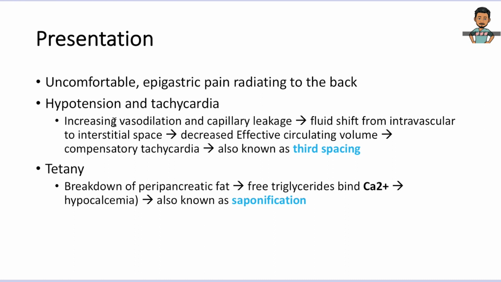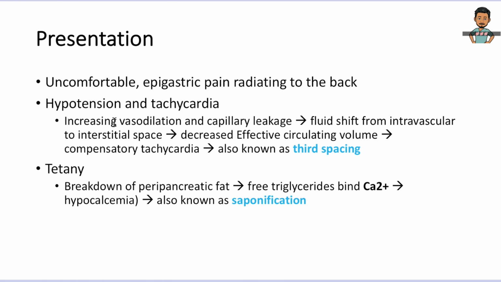While inflammation is going on, these interleukins and cytokines increase the vasodilation of blood vessels, and this increases the hydrostatic pressure, which leads to capillary leakage. This causes the fluid to shift from the intravascular to the interstitial space, decreasing the effective circulating volume. When you decrease the effective circulating volume, you have hypotension, and as a response to the hypotension, we have a compensatory tachycardia, and this increases the heart rate. So yeah, this is the phenomenon of third spacing. Third spacing is the movement of fluid from the intravascular space into the interstitial space.